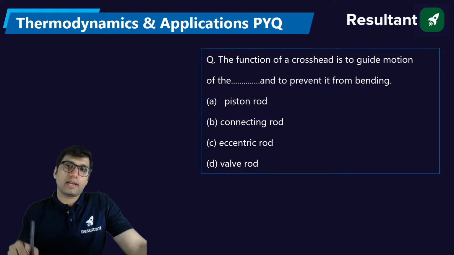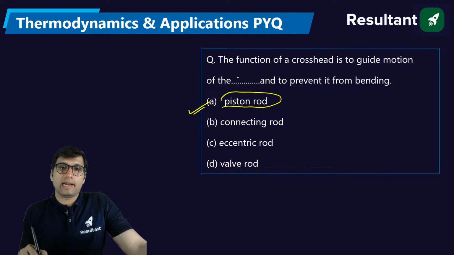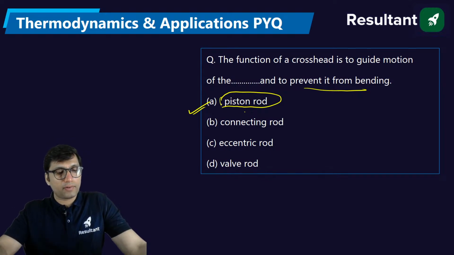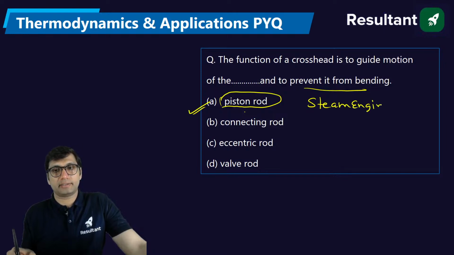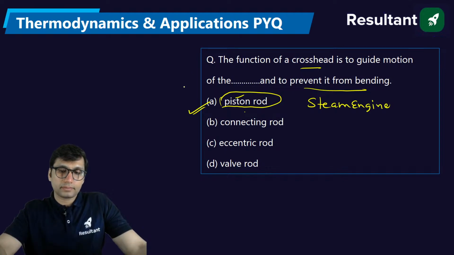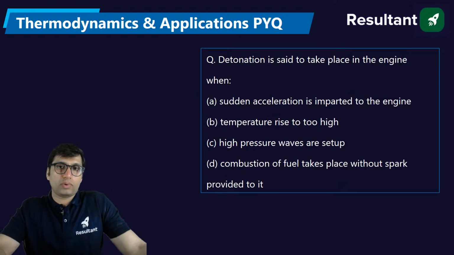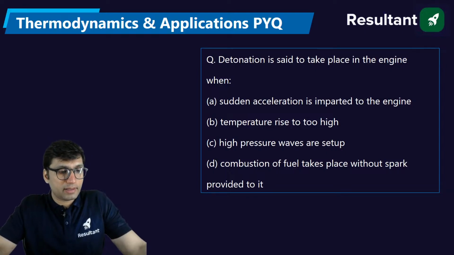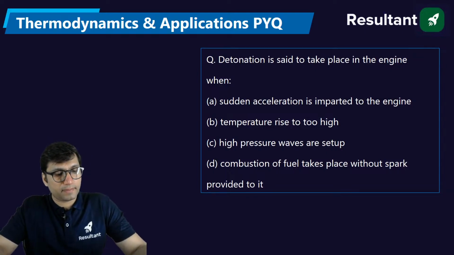Function of a crosshead is to guide the motion of the piston rod and to prevent it from bending. Basically you will find these kinds of components in the case of a steam engine. When you study the steam engine, you will find this crosshead, piston rod, these components. Detonation is said to take place in the engine when? When does detonation take place in the engine?